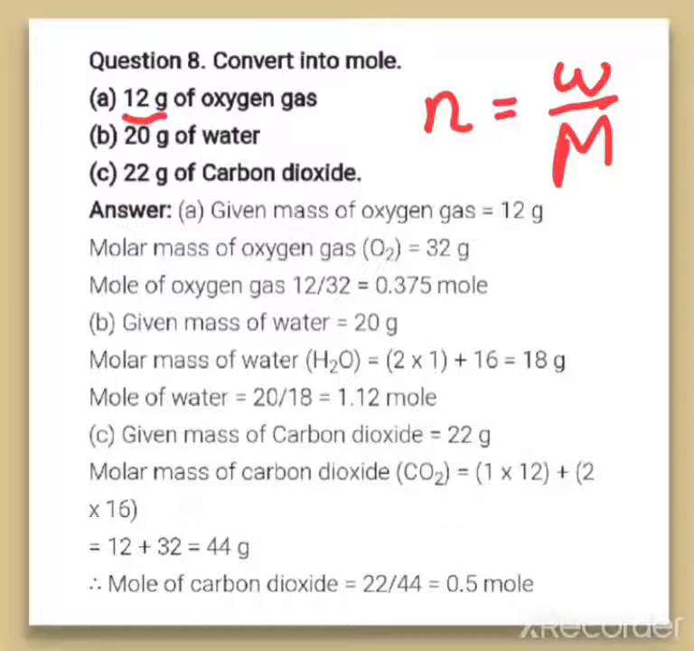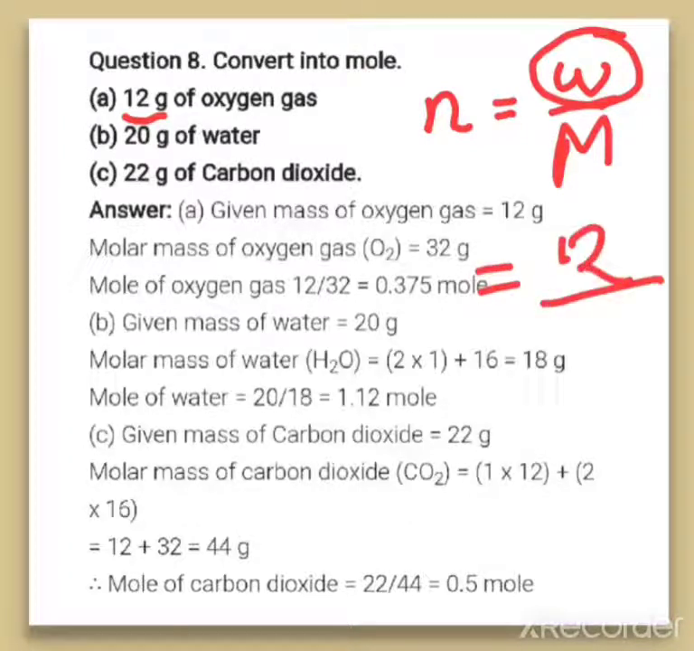So what is given to us? 12 gram. So that means W is given to us, that is 12 gram. What we need to find out? Number of moles we have to find out. This one. M, N we have to find out.